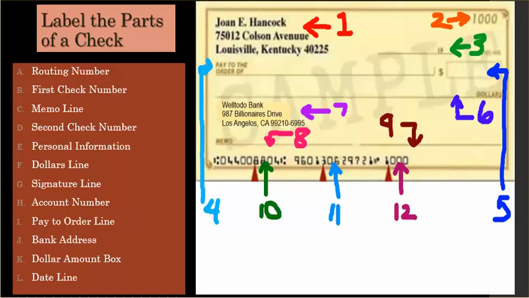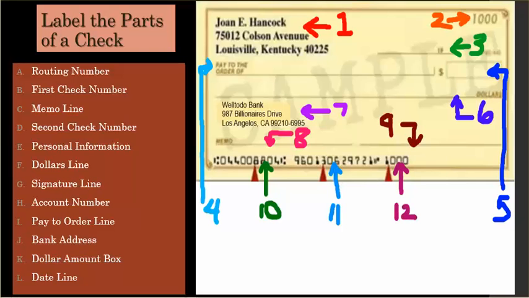A, routing number. B, first check number. C, memo line. D, second check number. E, personal information. F, dollars line. G, signature line. H, account number.